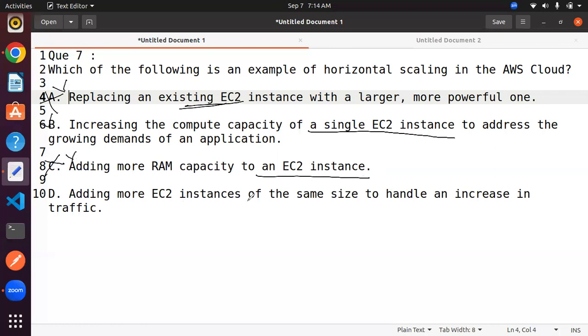Adding more EC2 instances of the same size to handle an increase in the traffic. Yeah, this is exactly the correct one. Option D is the correct answer.